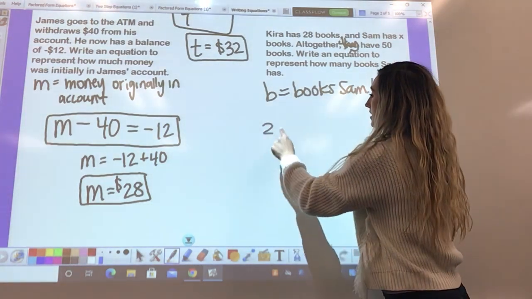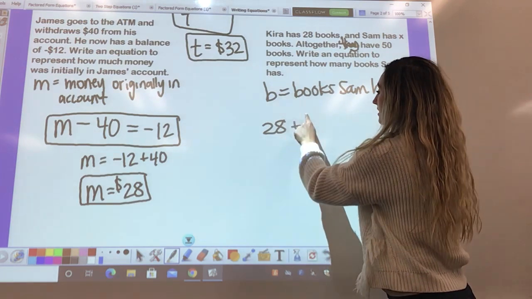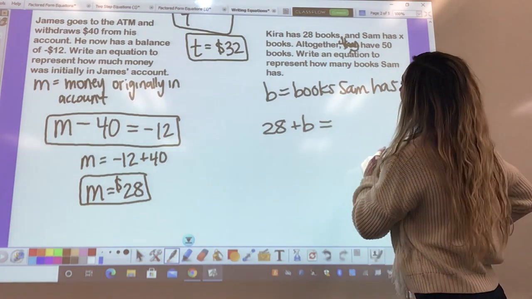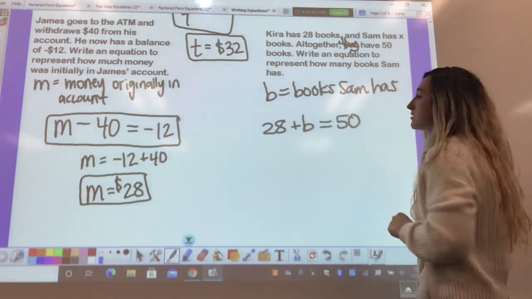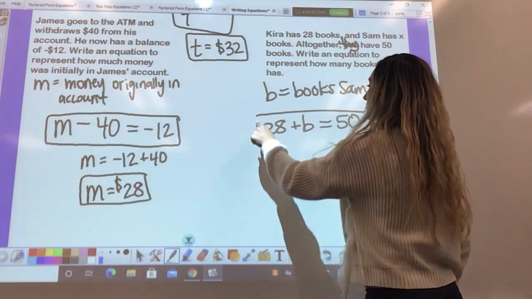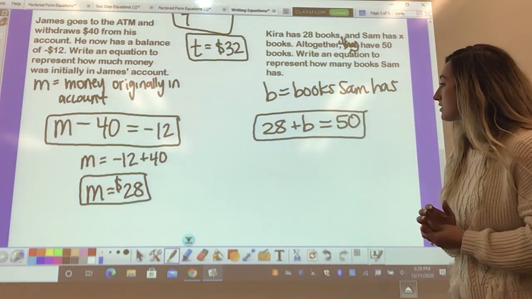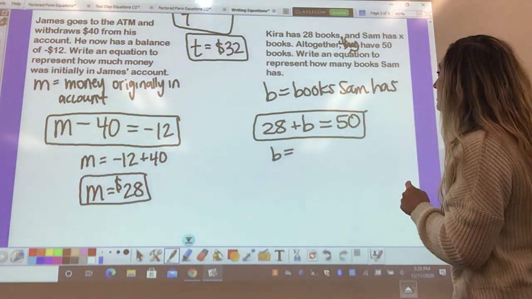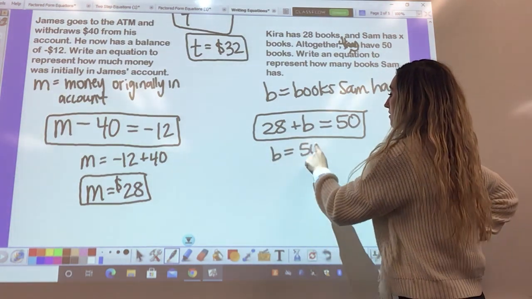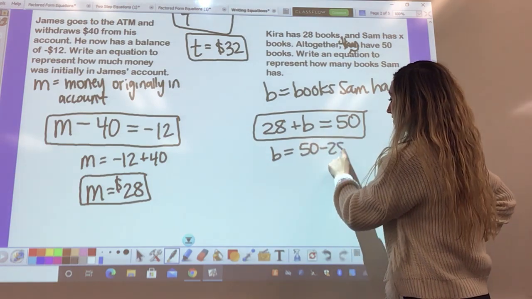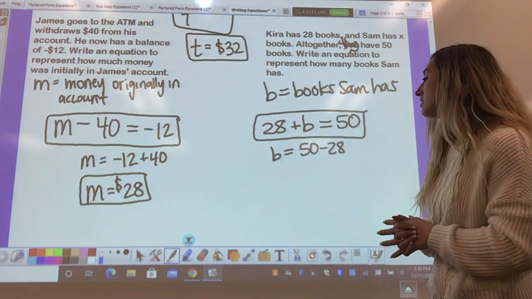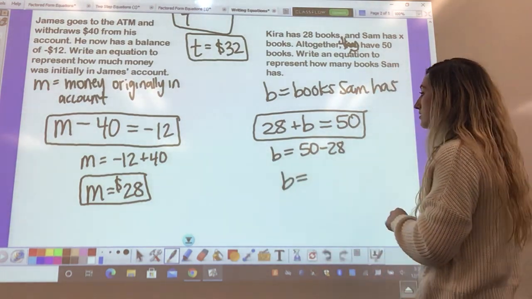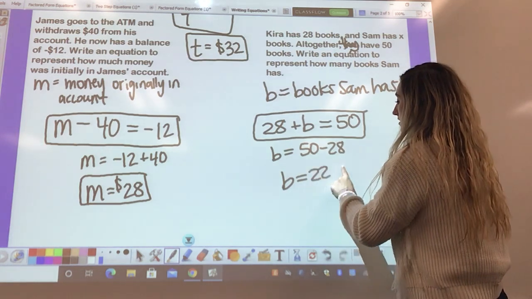So Kira has 28. Sam has some more. When you put those together, when you add those up, they add up to 50 books. So that's one equation that could represent it. You may have also thought about it with the variable already isolated. So if there's 50 in total, and Kira has 28 of those, you might have thought to get it using subtraction. Either way, you get B equals 22 books. That's how many Sam has.